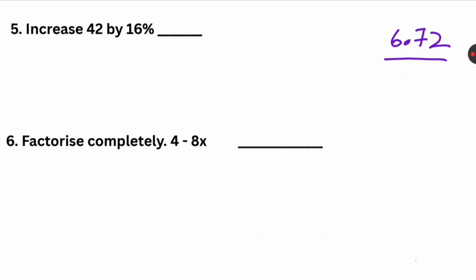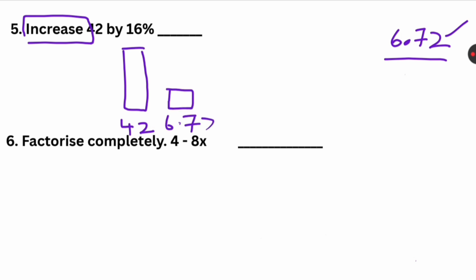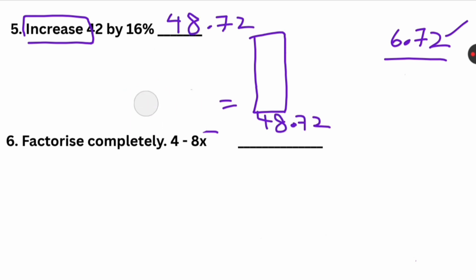This is increasing 42 by 16%. So now we have to write the answer for the increase. So what actually do we have? We have 42. How much is increased? 6.72 is increased. When you add these two, we are going to get 48.72. So that is the increase of 42 by 16%, which is 48.72. Let's go to the next question.